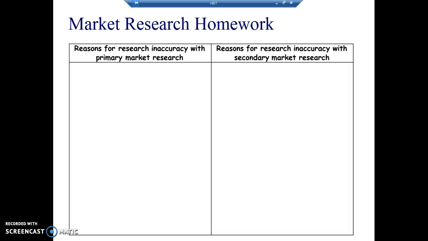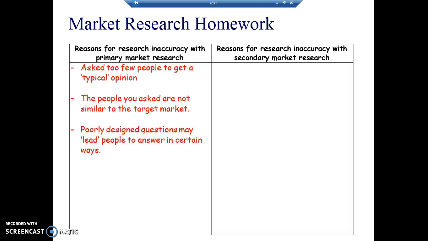The second section looks at the reasons for research inaccuracy. So primary market research providing data that's not very reliable or it's quite inaccurate. So 3 points here. If you ask too few people, you won't get a typical opinion. You've got to make sure that your sample size, which just means the number of people that you're asking, is large enough to get a typical opinion.